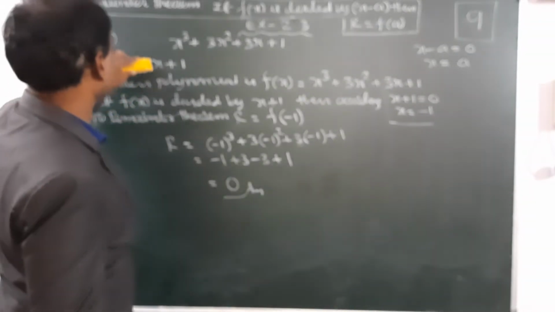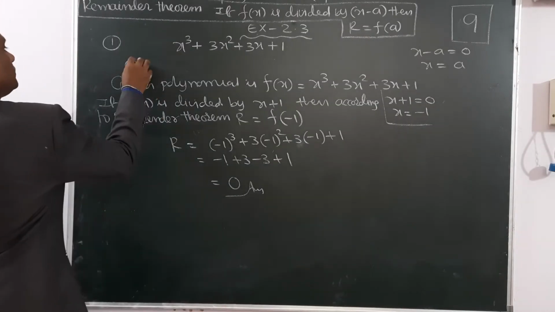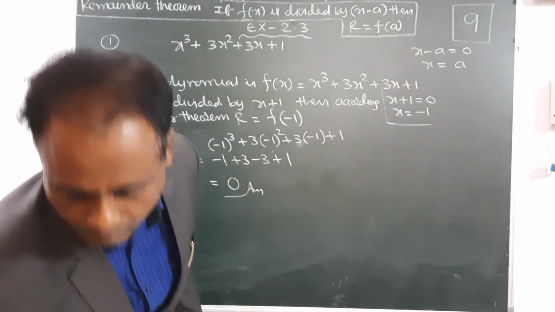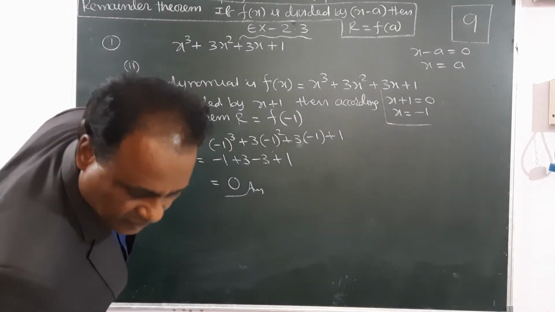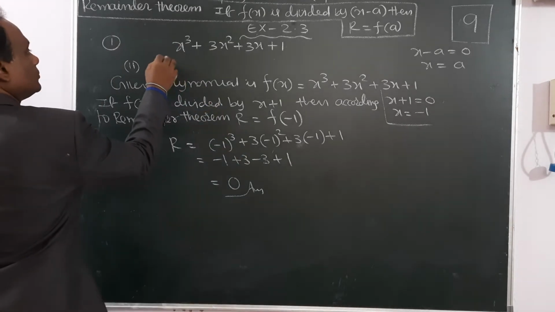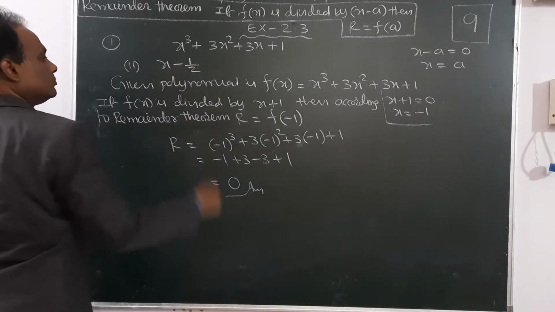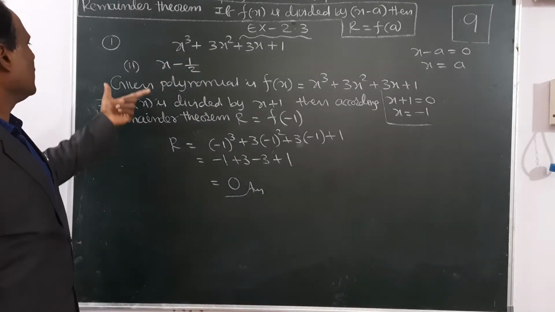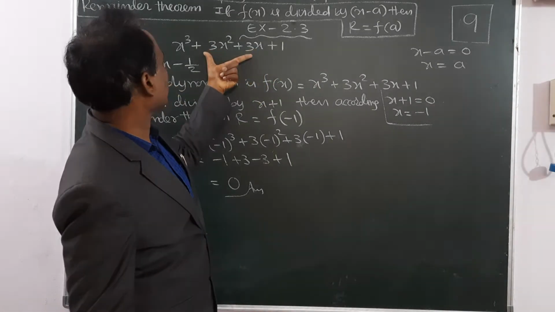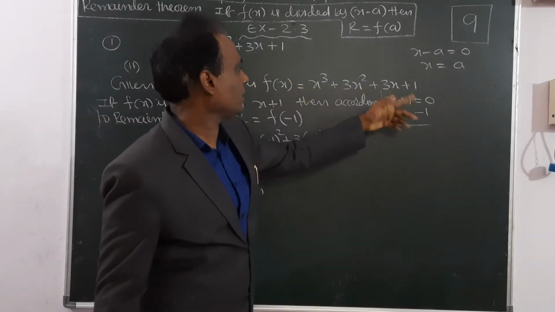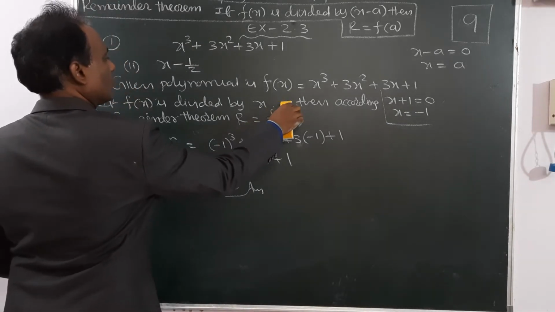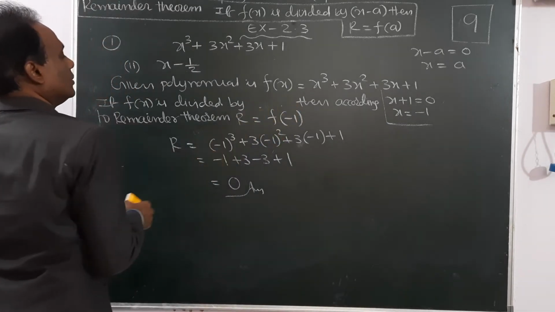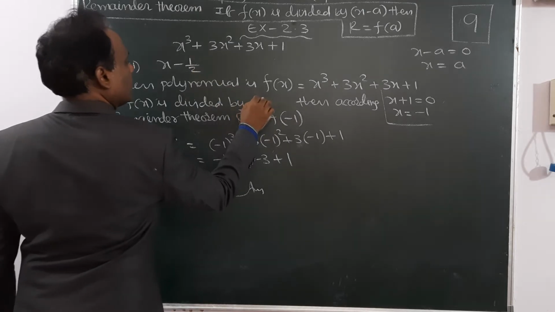Next, second bit. x minus 1 by 2. Same model. The given polynomial is x cube plus 3x square plus 3x plus 1. It is divided by what? It is divided by x minus 1 by 2.